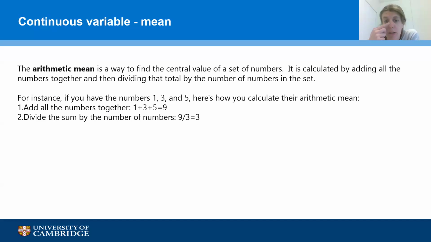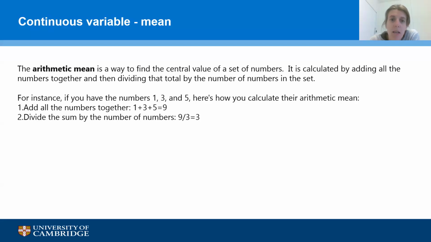And for continuous variables, it's a little bit different. Continuous variables are variables like BMI, level of cholesterol, and we use the arithmetic mean. That is a measure of the central value of a set of numbers, and we can calculate the arithmetic mean for the age, for income, or for different kinds of continuous variables.